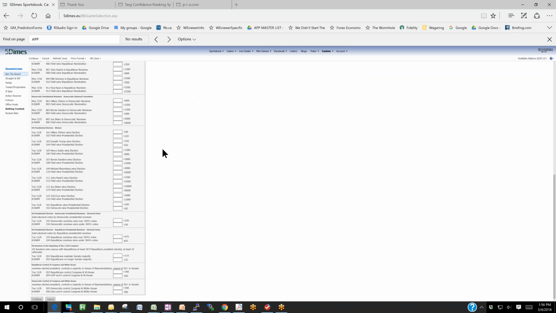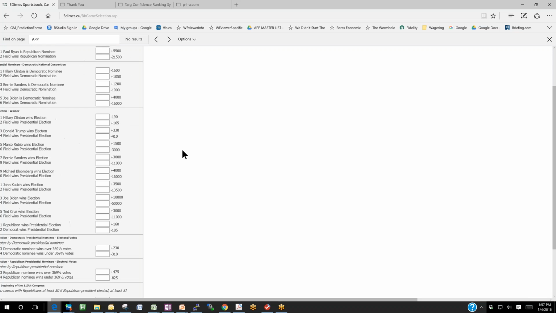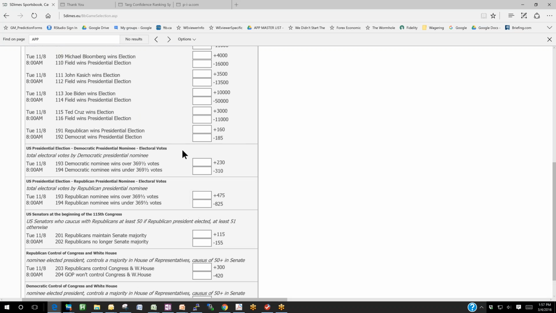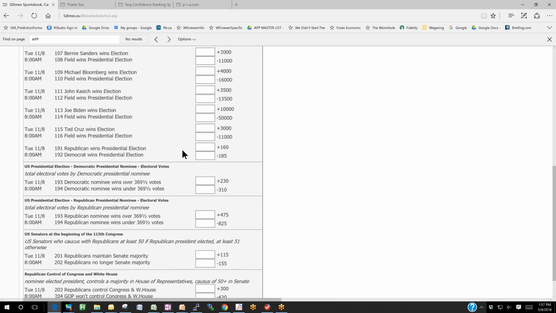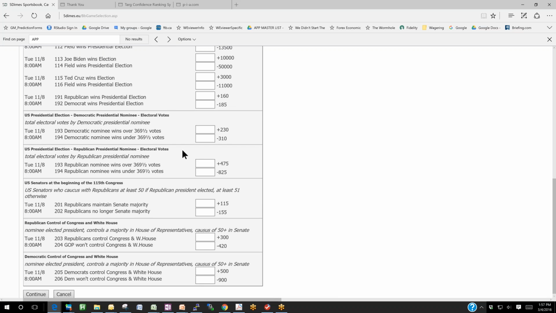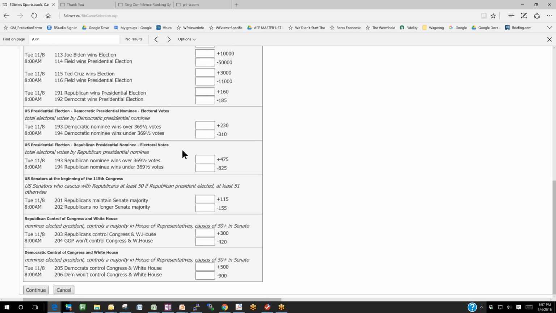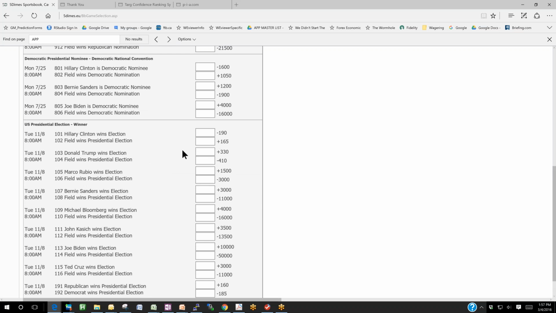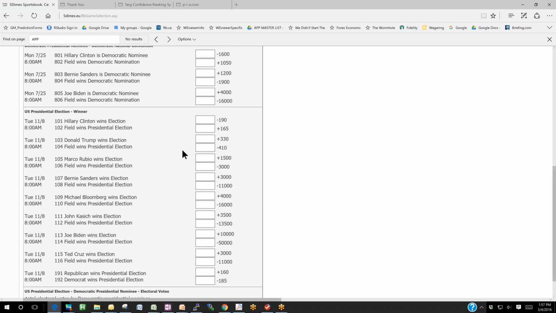And there's pretty much everything you can imagine in terms of the Republican and Democratic conventions, individual races, that sort of thing. Zoom way in again. Yeah. And then we get down to U.S. presidential. There's Hillary Clinton wins election. And wait, where, U.S. presidential election. So this is the nominees, but wait, where's Clinton? You scroll up. Yeah, it was minus 190. Oh, here it is. Okay, so here she is, minus 190.